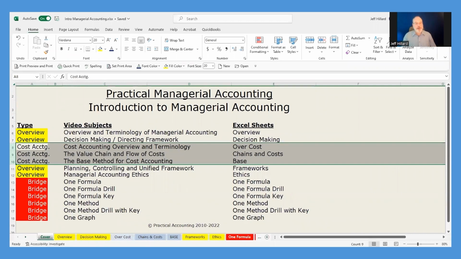Let's talk about cost accounting. Take it away, Dr. Hillard. Now, let's move on to the next section. Let's talk about cost accounting.